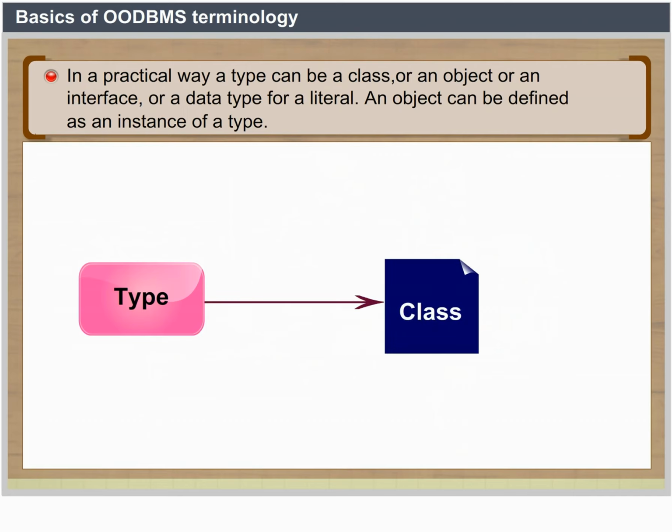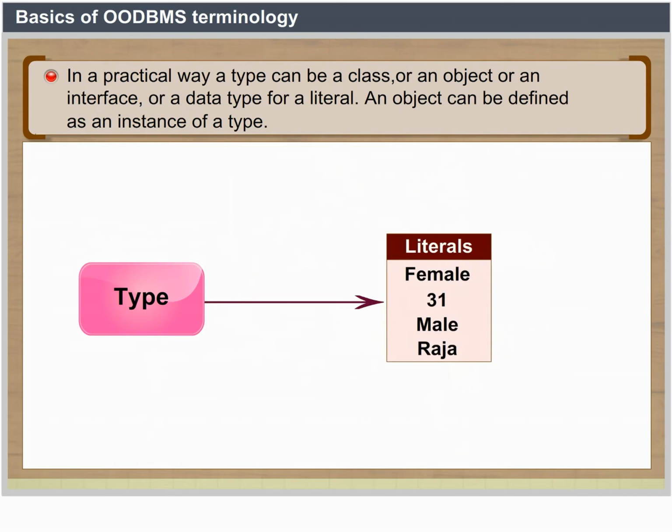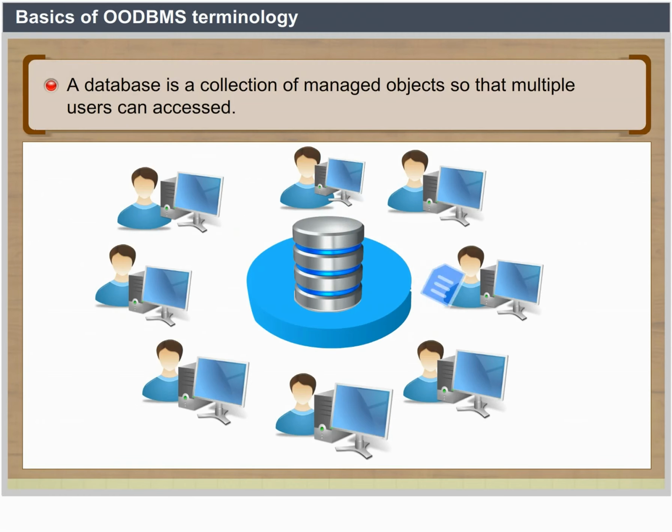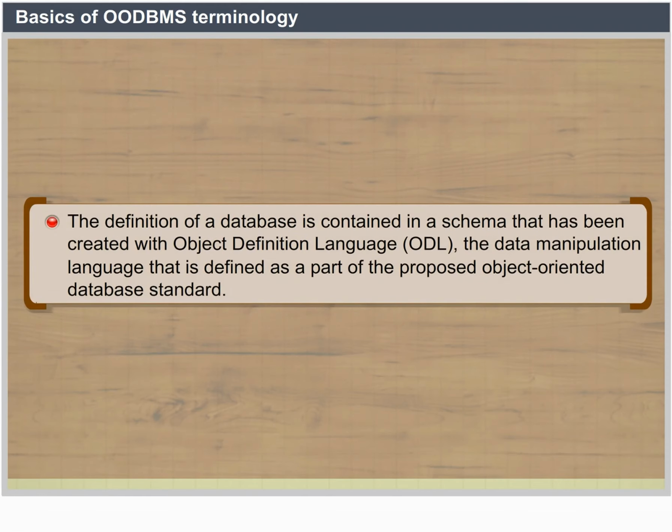In a practical sense, a type can be a class from which an object is created, an interface, or a data type for a literal. An object can be thought of as an instance of a type. The things that an object knows how to do are its operations. Each operation can require data as input and may return some value with a known type. A database is a collection of objects that are managed so that they can be accessed by multiple users. The definition of a database is contained in a schema that has been created with Object Definition Language, ODL, the data definition language that is defined as a part of the proposed object-oriented database standard.